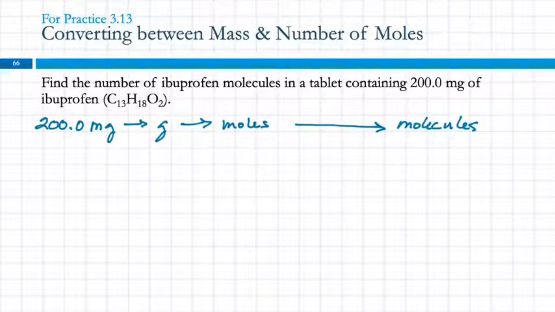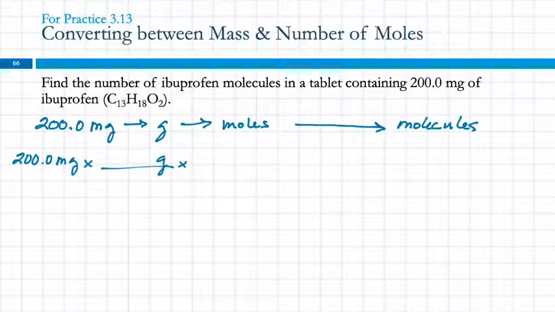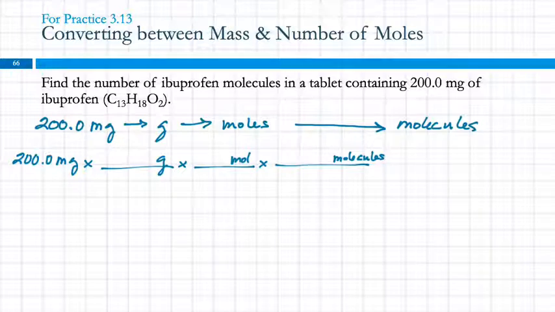So in my equation, I'm going to have milligrams to grams to moles to molecules. This is what I think is so stupid. Mole is a short word, it has an abbreviation. Molecule is a stinking long word, no abbreviation, got to write out the stupid thing. So milligrams to grams to moles to molecules.